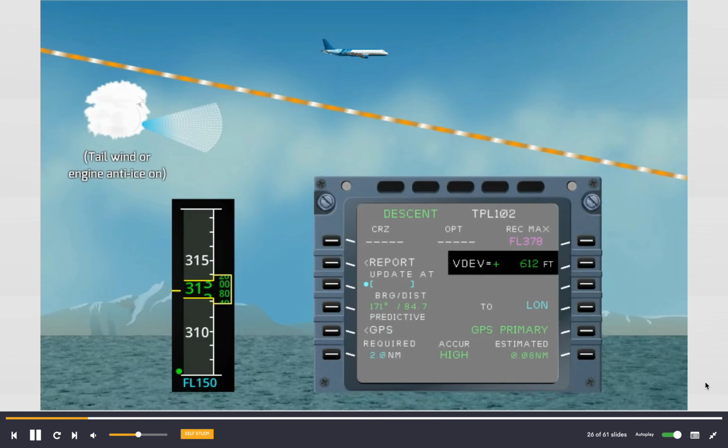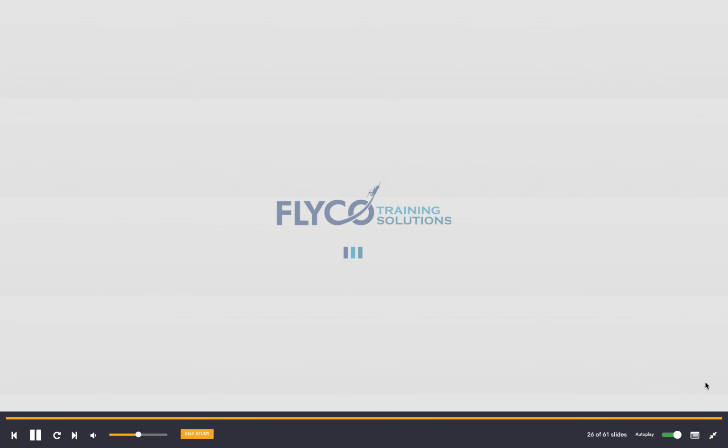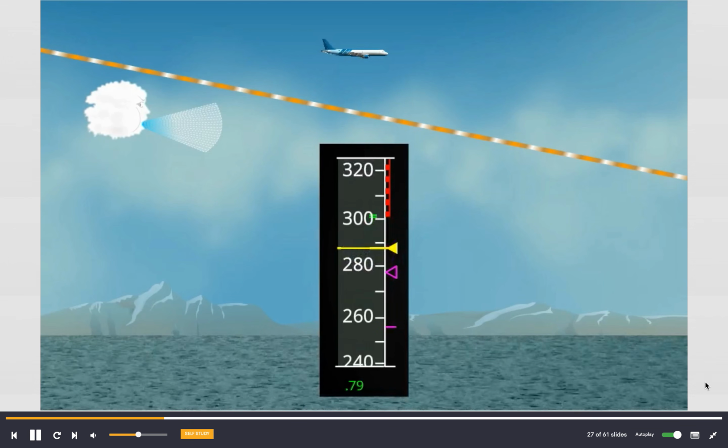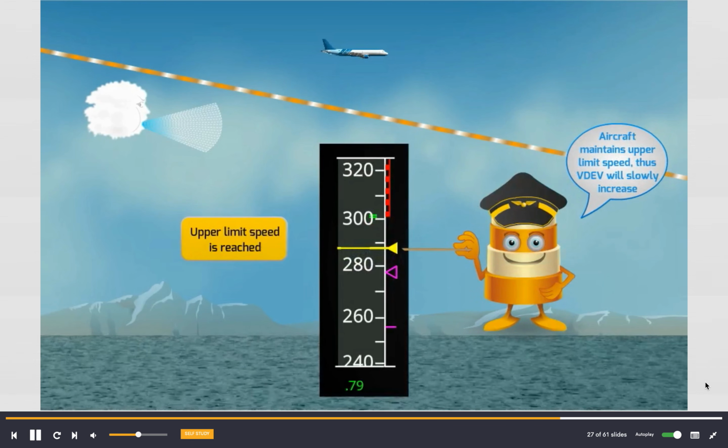If the aircraft is above the descent path, vertical deviation is down on the primary flight display and positive on the progress page. The autopilot will increase the speed towards the upper limit of the speed range to keep the aircraft on the path with idle thrust. If the speed reaches the upper limit, the aircraft maintains the upper limit speed. Thus, the vertical deviation will slowly increase.